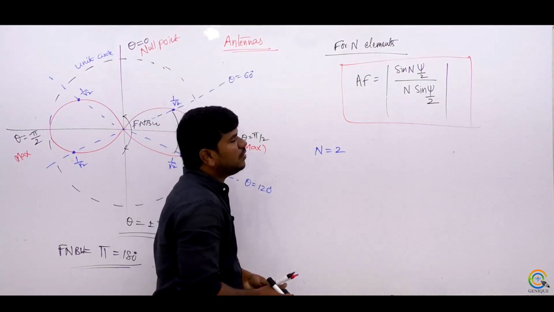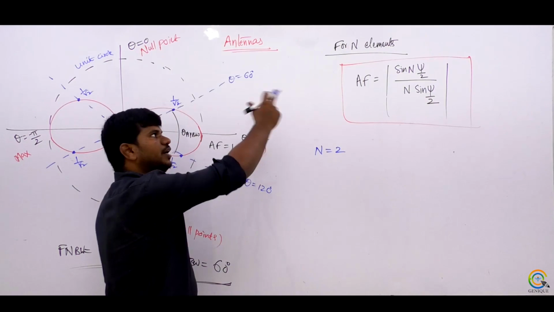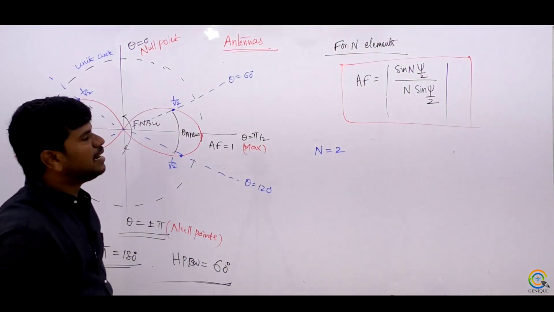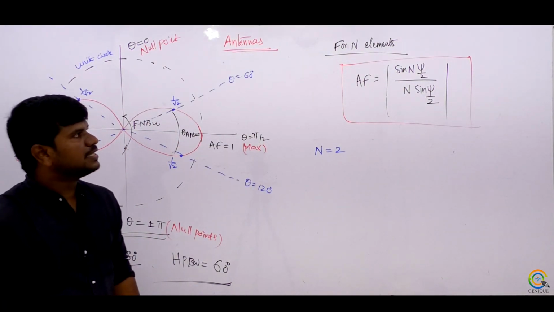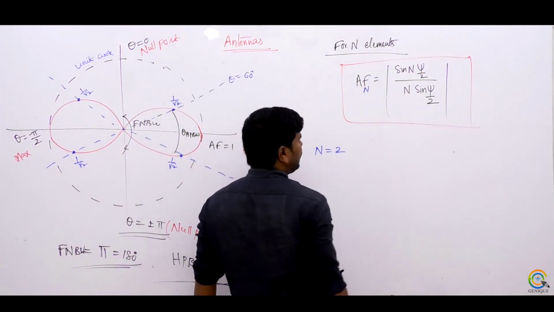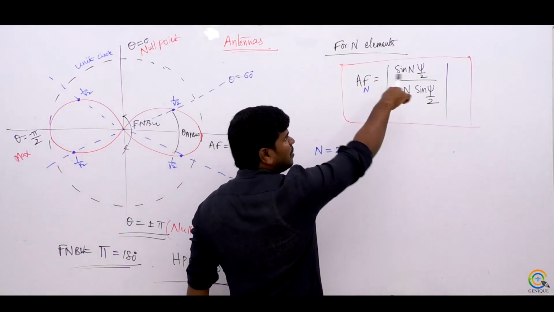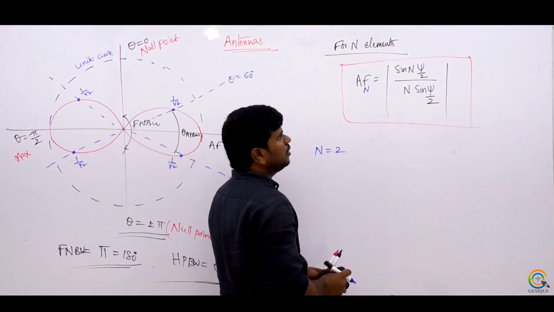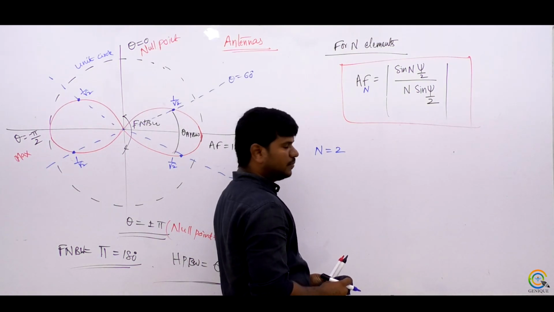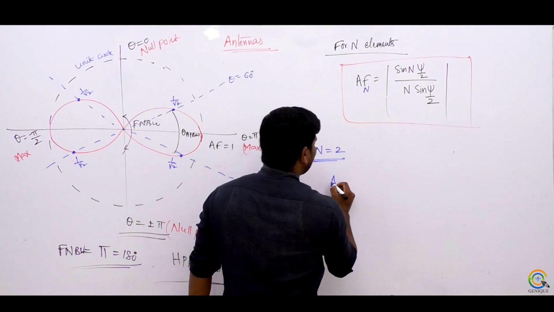But if you do the same analysis for n elements that you have done for 2 elements, you will get the array factor sin n psi by 2 divided by n sin psi by 2. This is also called the normalized array factor. The maximum value will be 1. So if you take n equals 2 here, then what is the array factor?